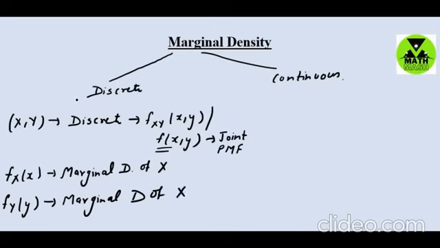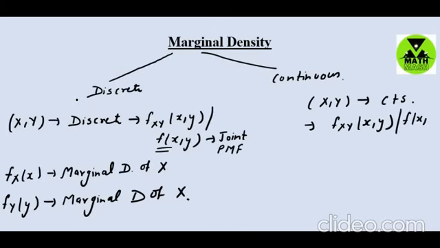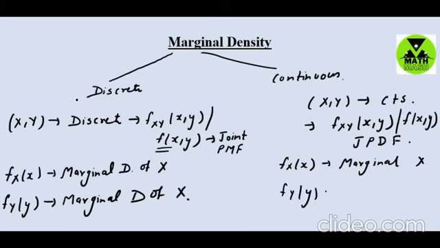Similarly, if x and y are continuous random variables with joint probability density function f_XY(x, y), or simply f(x, y), then this is the joint probability density function. The individual densities of x and y are known as the marginal densities of x and y respectively. So f_X(x) is the marginal density of x, and f_Y(y) is the marginal density of y. Now, what are the computational formulas for these marginal densities?